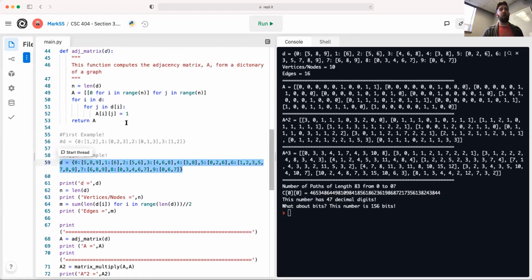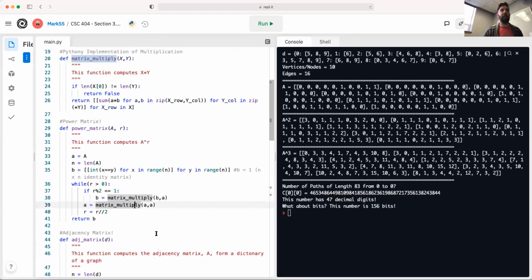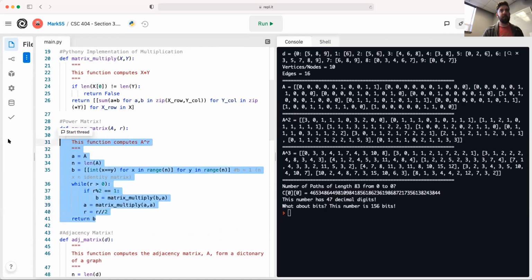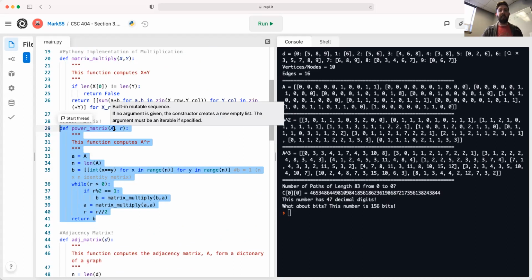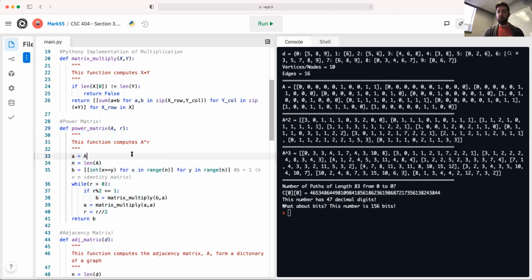All right, so when it comes to my power matrix function, I'm stealing the term from the power mod function, so I'm going to call it power matrix. It's going to eat my base A, the thing that needs to have the power raised to it, and then R is going to be the exponent. In the example we were looking at, 83. And then from here, we're going to go through that constant update cycle over and over again.